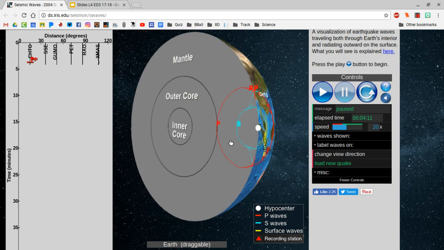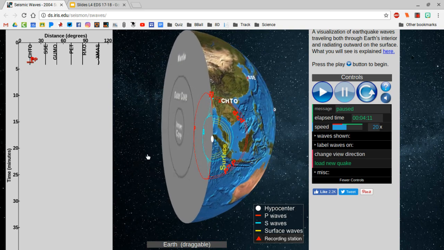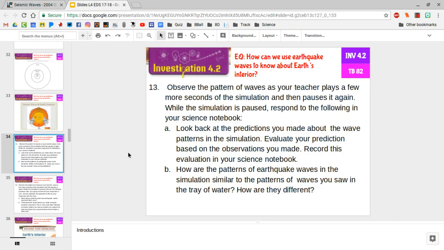And if I move the Earth a little bit, you can see how the waves are traveling not only through the interior of the Earth, but also across the exterior of the Earth. And these right here are recording stations. So right now, station CHTO is getting its first information from the waves, the first seismographic information. So at this point, you should pause the video and answer 13A, B, and C.